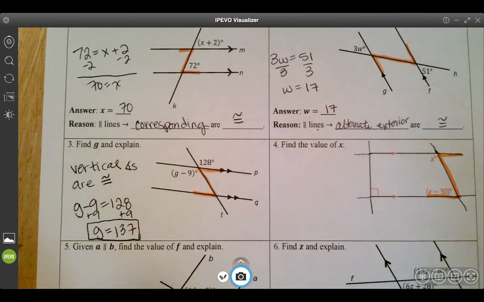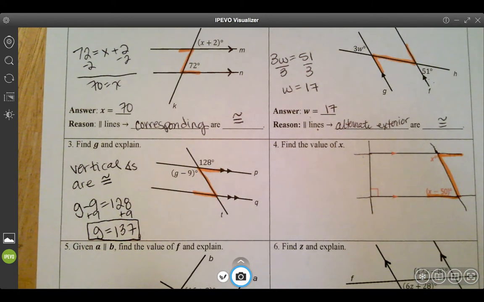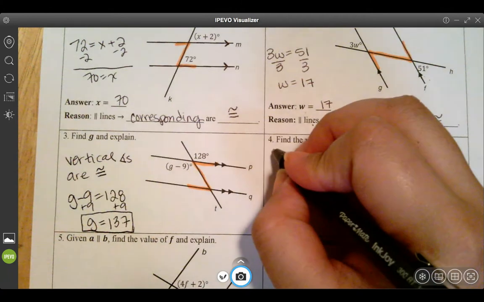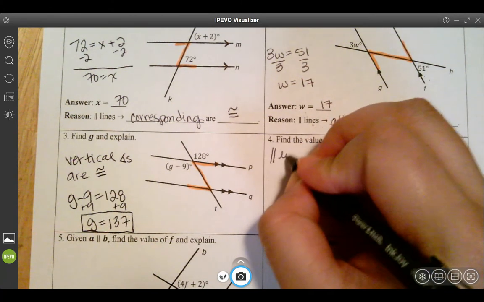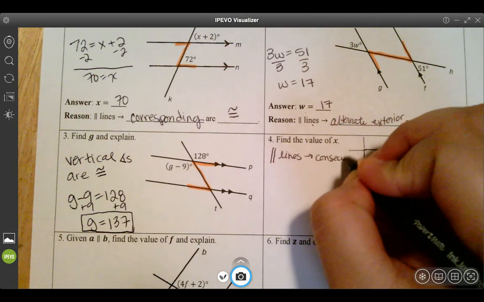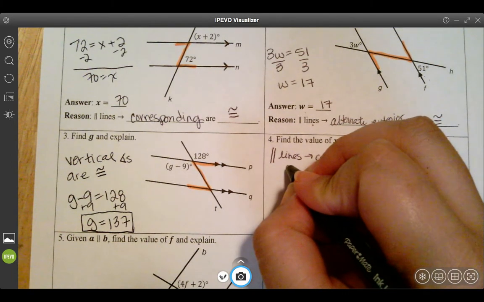So we want to find the value of x. I'm going to say these two angles are consecutive or same side interior. So parallel lines, and they are consecutive, which means they are supplementary.